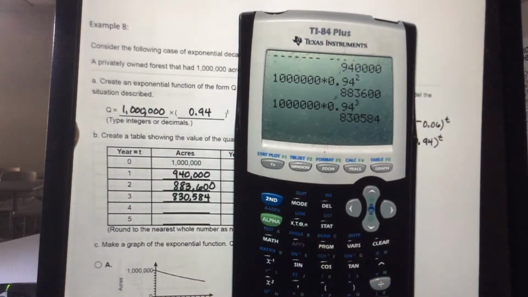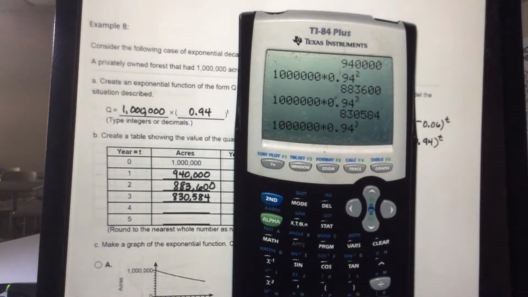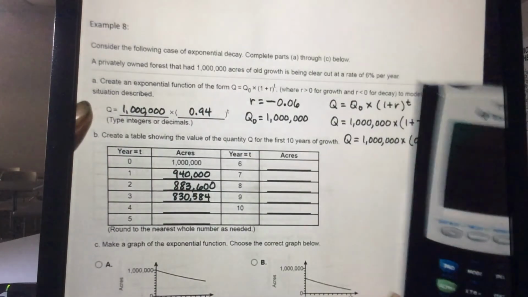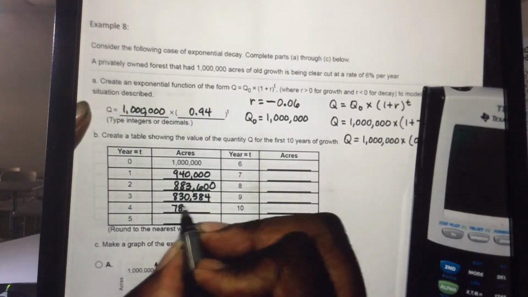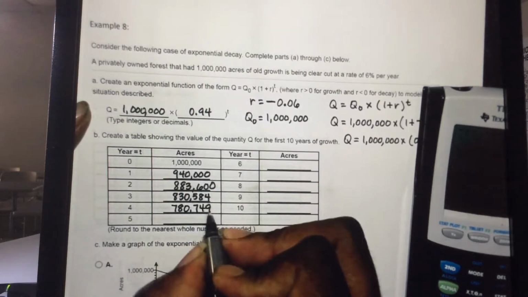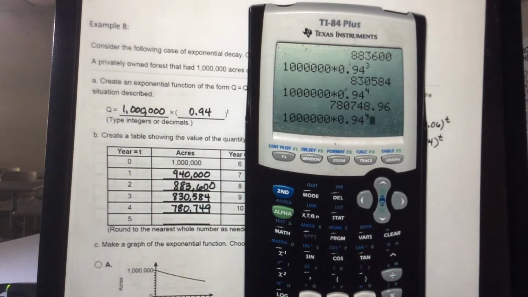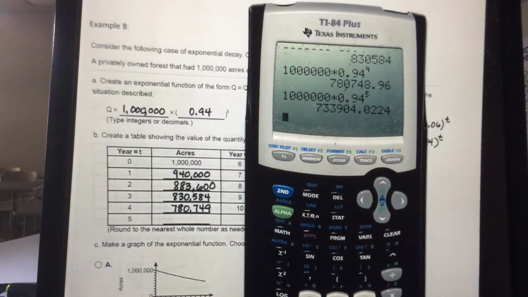And then for year 4, again, second enter. Use your left arrow key to change that 3 to a 4. Now we're going to round this to the nearest whole number. That's going to be 780,749. And then for year 5, hit second and enter. Change your exponent from a 4 to a 5, and then hit enter. To the nearest whole number, that would be 733,904.